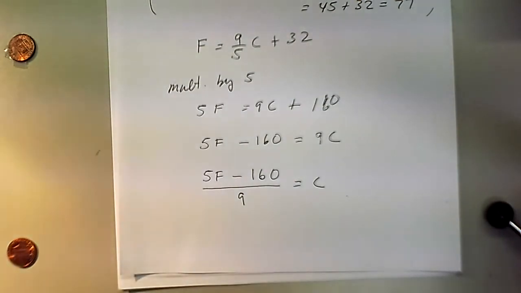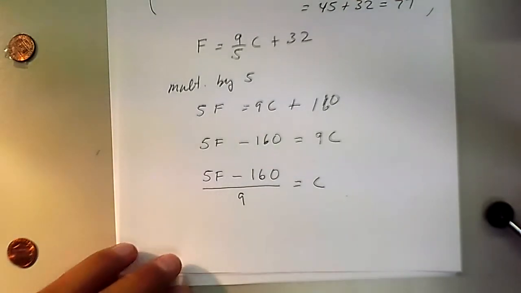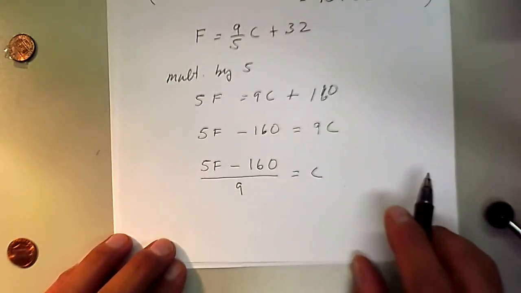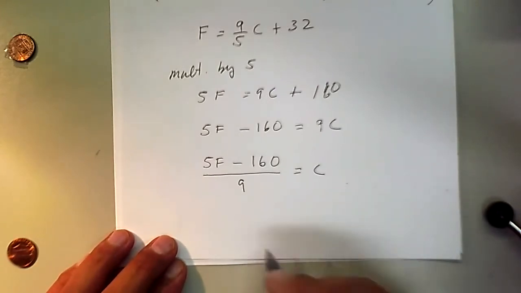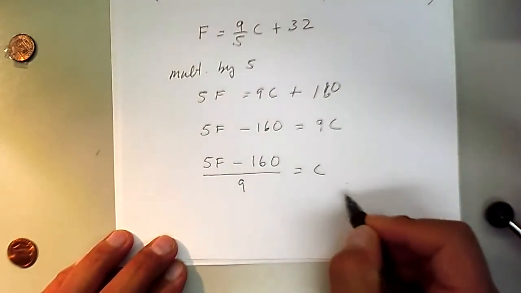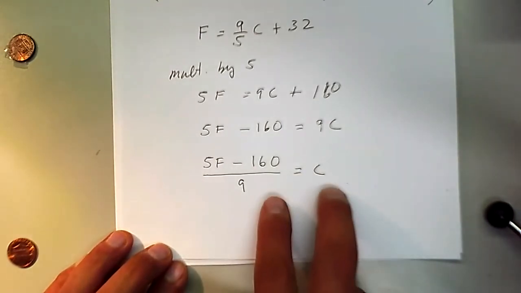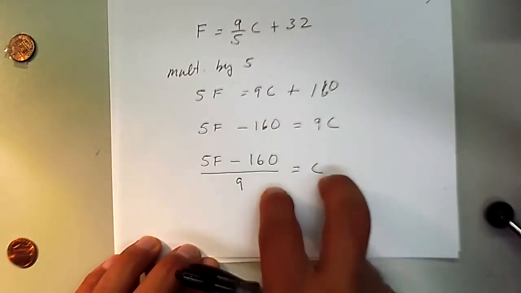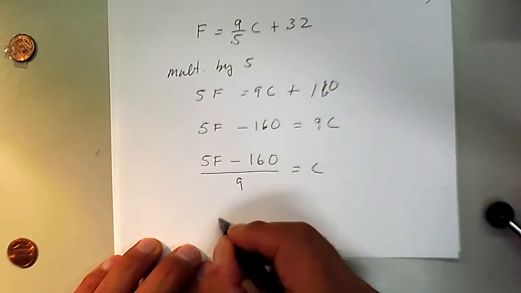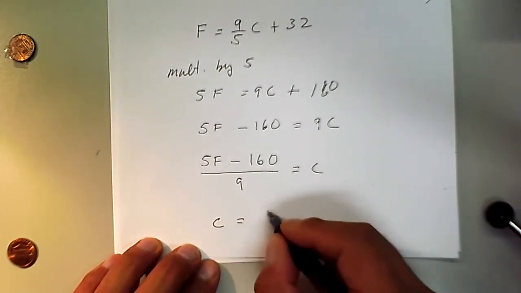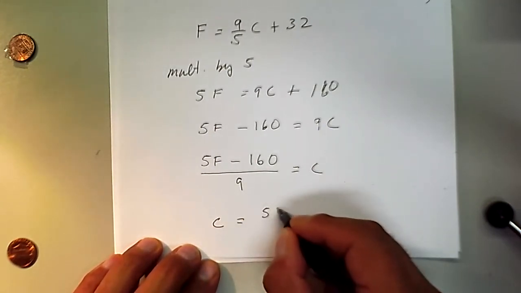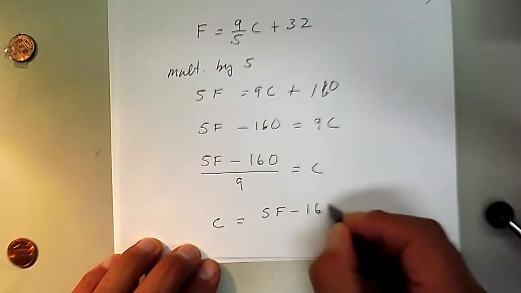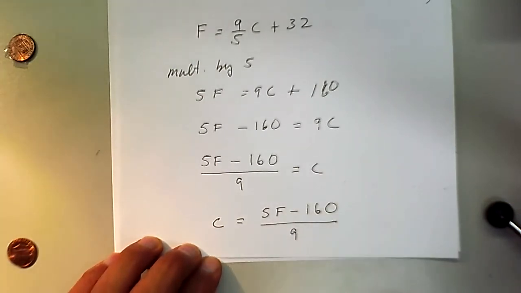I'm back. Yep, it is correct. It just looks funny the way I solved that. There's another way to solve it, which I'm going to show in a moment, but it does look a little weird. So there's C. Now, by the symmetric property of equations, we can put this C on the left and just rewrite this as 5F minus 160 over 9.